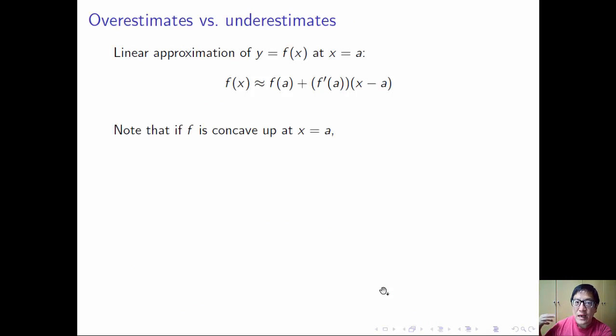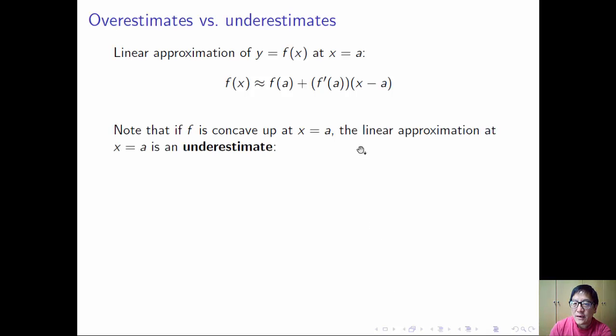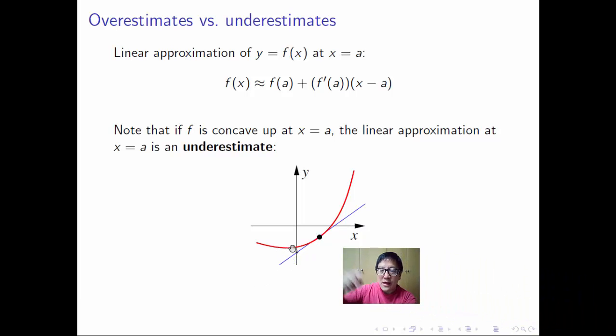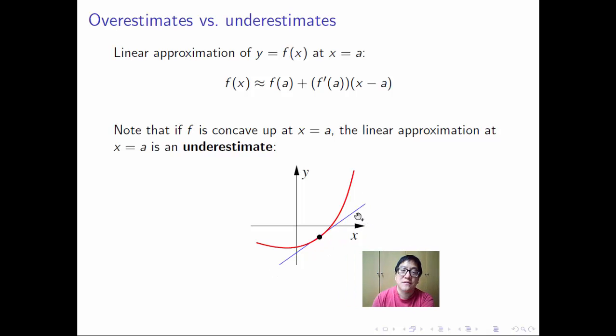So note that if f happens to be concave up at x equals a, if it's a smiley face, then this linear approximation at x equals a is an underestimate. And what do I mean by that? Well, here's an example where indeed f of x is concave up at x equals a over here. We can see that the linear approximation at x equals a is an underestimate because, well, there it is up there. You point at the picture and you see that the tangent line is underneath the actual curve because f is concave up at x equals a, and so the tangent line approximation, the linear approximation, is an underestimate.